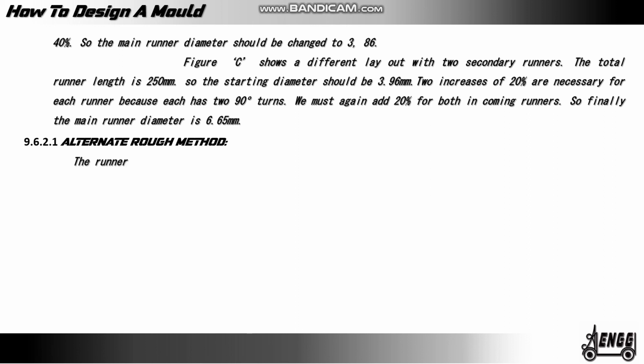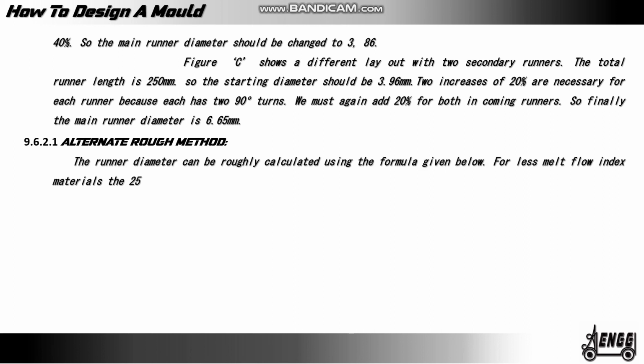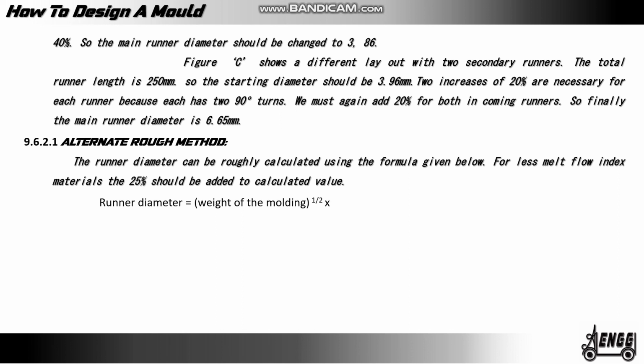Alternative rough method. The runner diameter can be roughly calculated using the formula given below. For less flow index material, 25% should be added to the calculated value. The runner diameter is equal to the weight of the molding raised to 1/2, multiplied by the length of the runner raised to 1/4, divided by 3.7.